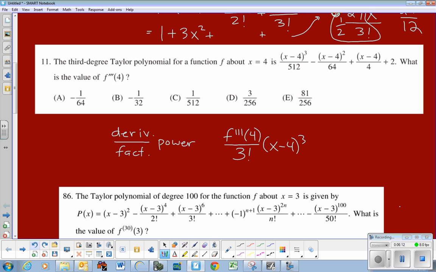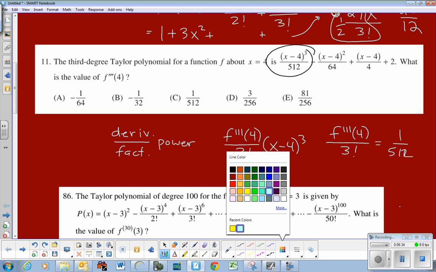So the question is, what's the value of the derivative? We know that the coefficient of this term is 1 over 512. So the third derivative at 4 over 3 factorial must equal 1 over 512, because as you were forming this polynomial, that's the term you made right there.